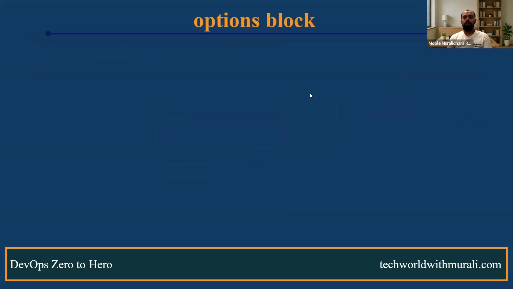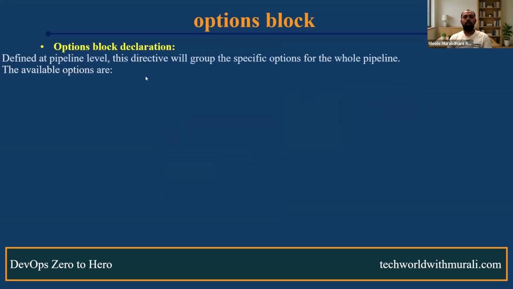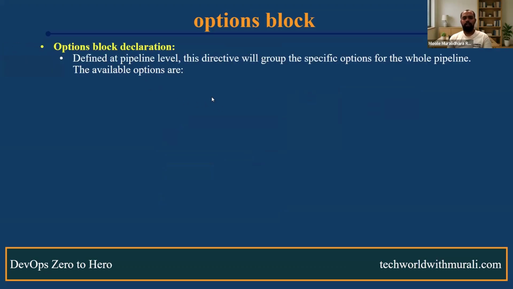And coming to the options block, if you go here, we do have an options block. Here we can define options, for example build discarder. How many builds you want to maintain, how many days you need to maintain. If you remember, in the freestyle job we defined that, right? Same thing, if you want to define it inside the Jenkinsfile, we can use the options block. There we can define build discarder and also disable concurrent builds.